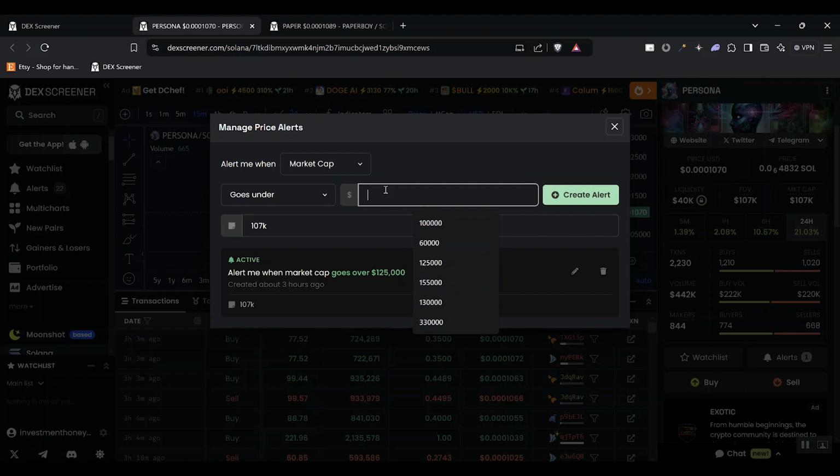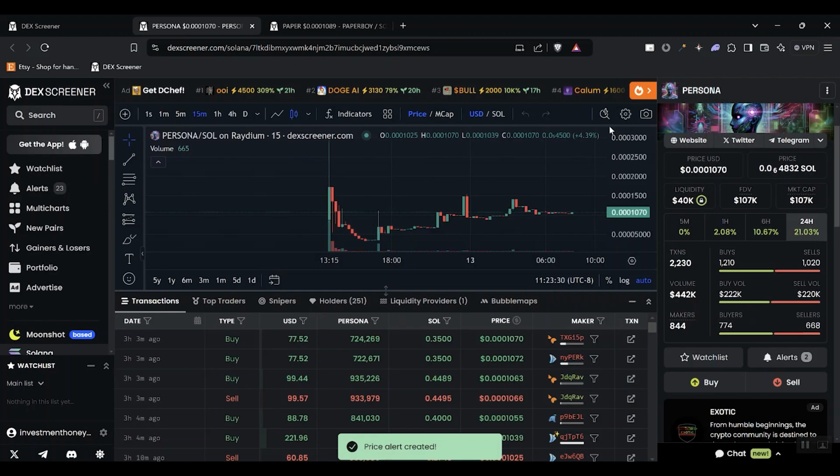If it goes under, I don't know, we'll say 85. Oops, not 58, 85. I think I'd still come back and take a look at it. It might be an opportunity, maybe for an entry, if I were to look at potentially taking an entry in this token. So okay, we're going to go ahead and create that alert for going under. Okay, and that's going to do it.